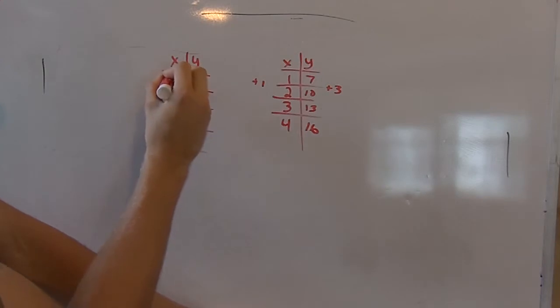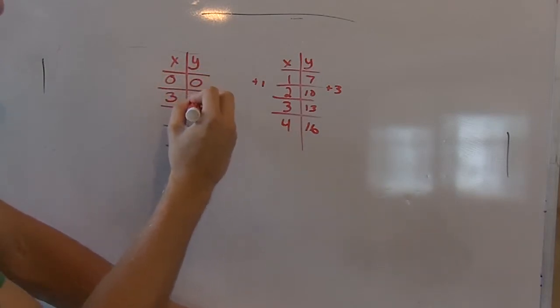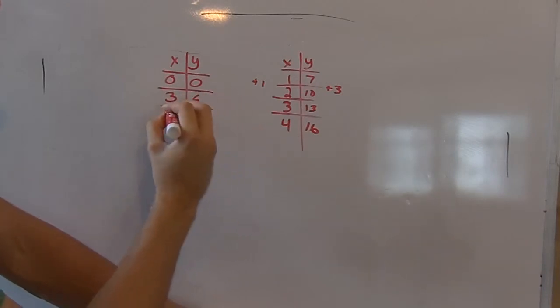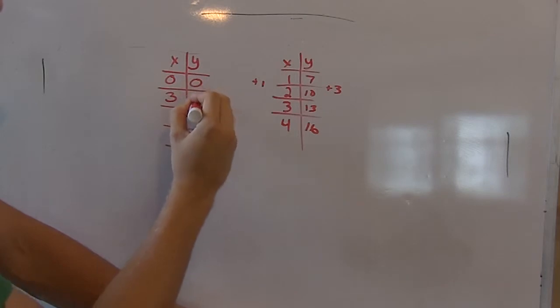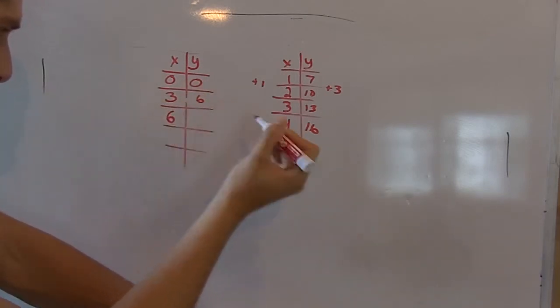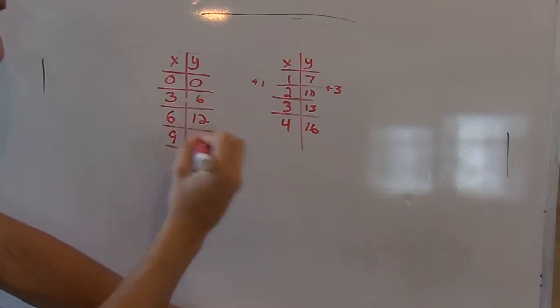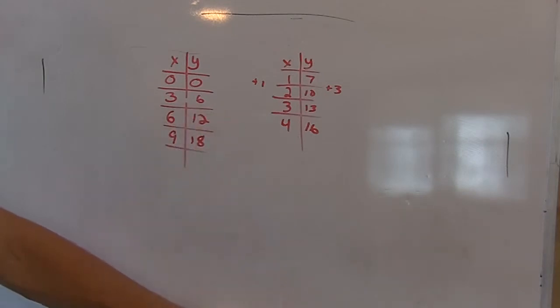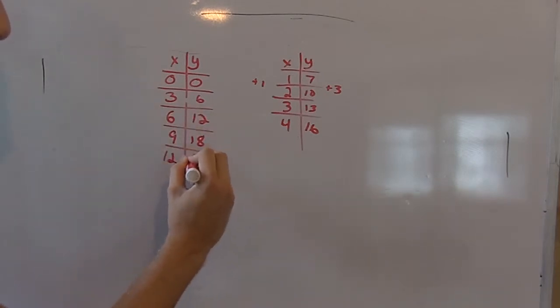So for example, you may have, let's go with 3, 6, yeah, we'll do 3 and 6. 6, 12, 9, 18, and then we'll go 12, 24.